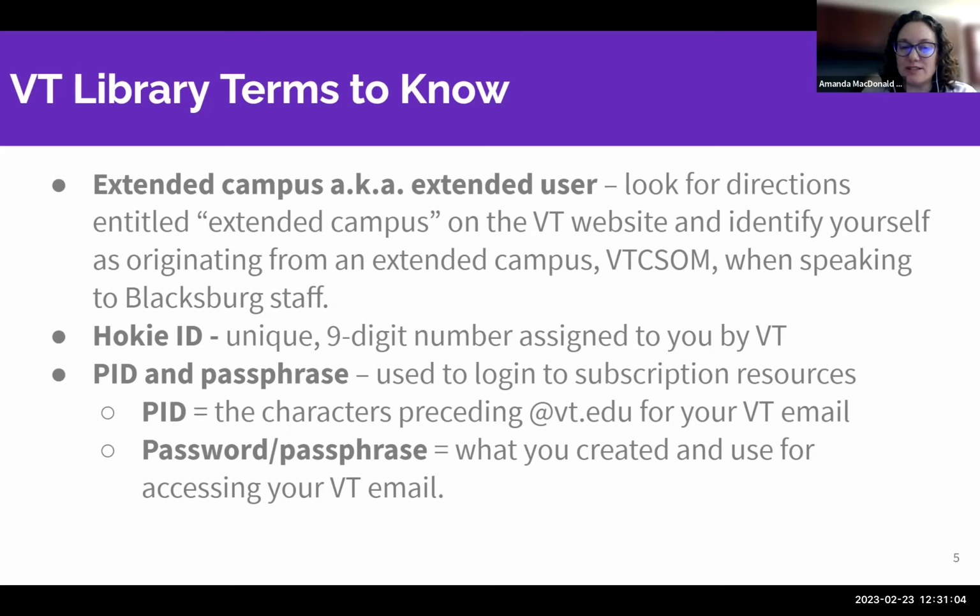Other things that you'll want to know, the first one is Hokie ID. A Hokie ID is a unique 9-digit number that's going to be assigned to you by Virginia Tech. You will need a Hokie ID in order to access our resources. And then from there, you'll need a PID and password. The PID is oftentimes the beginning part of a Virginia Tech email address, but not always. Think of it as a username for Virginia Tech.